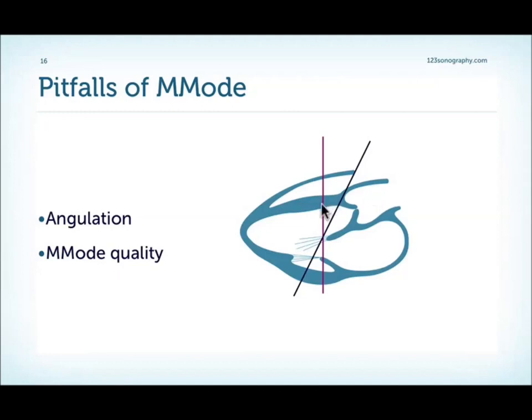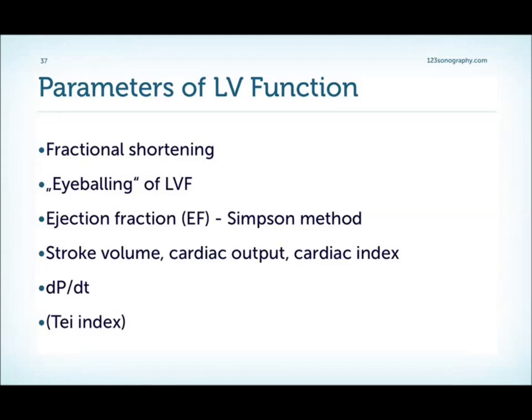It is very important that you get a perpendicular orientation of the M-mode beam to the walls of the left ventricle. If you don't get that, you might have a diameter which is too large, where you overestimate the size of the left ventricle. But let's now see which parameters are available for the quantification of left ventricular function.